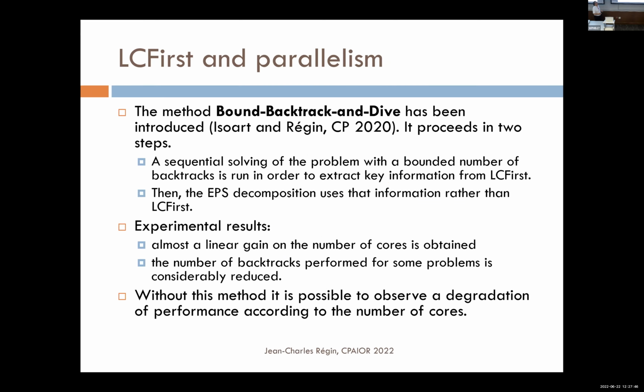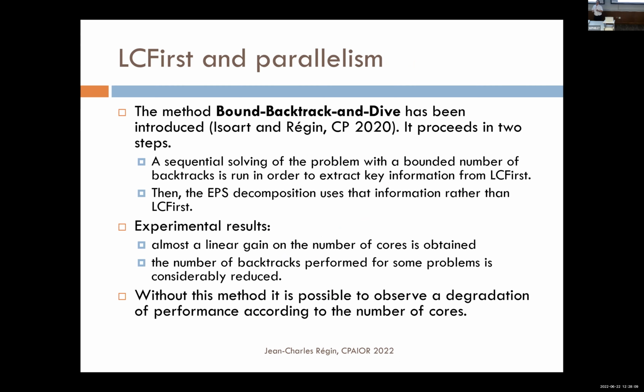So this is why we proposed something at CP 2020: in fact, we are going to try to learn a little bit what LCFirst is doing. That is, we are going to send some searches, and then with a number of backtracks, we run them and we try to extract key information from LCFirst.